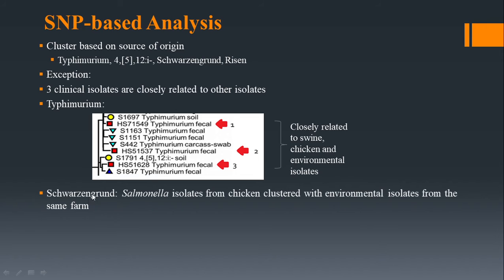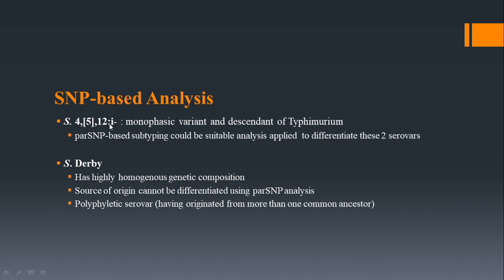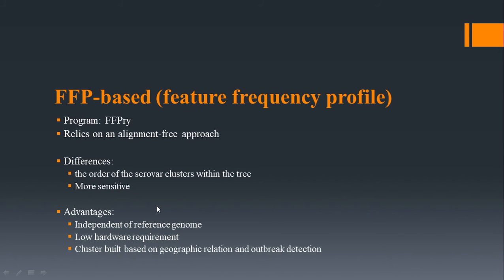In Schwarzengrund, Salmonella isolates from chicken cluster with environmental isolates from the same farm. This serovar is a monophasic variant and is a descendant of Typhimurium. PAR-SNP-based subtyping could be a suitable analysis applied to differentiate these 2 serovars. For the remaining serovar, it has a highly homogeneous genetic composition and the source of origin cannot be differentiated using PAR-SNP analysis, and it is known as a polyphyletic serovar.